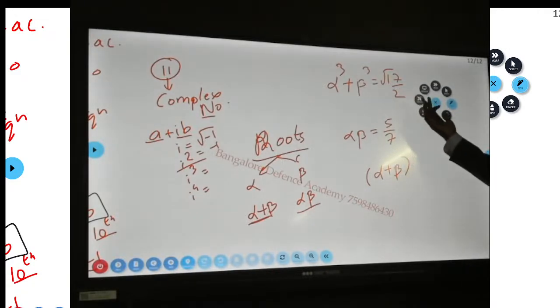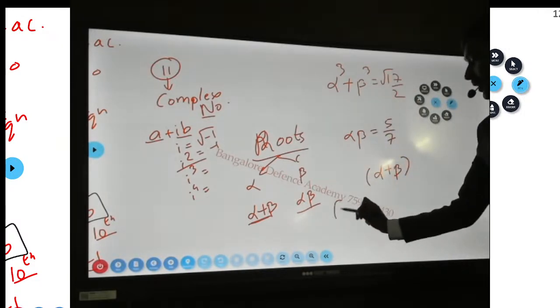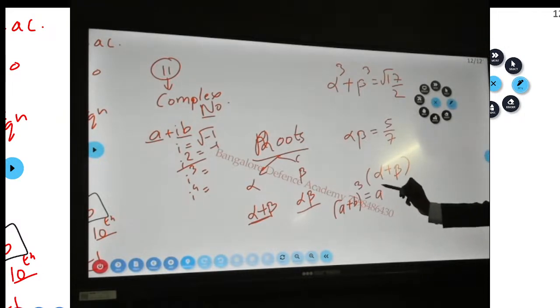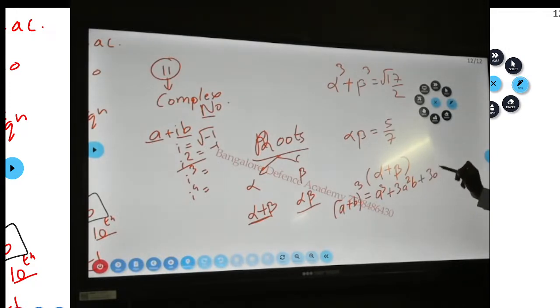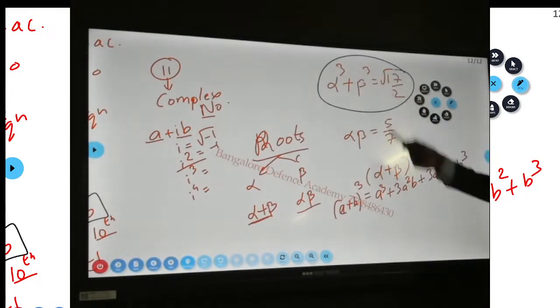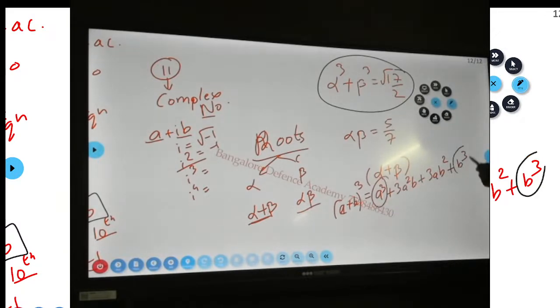So now how to find it? See, going back to the 9th standard. In 9th standard you have a formula: a plus b the whole cube is equal to what? a cube plus 3a square b plus 3ab square plus b cube. Yes or no? Now a and b is nothing but alpha and beta. So here alpha cube plus beta cube, this and this is given.